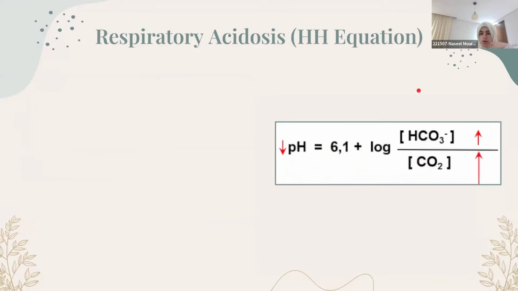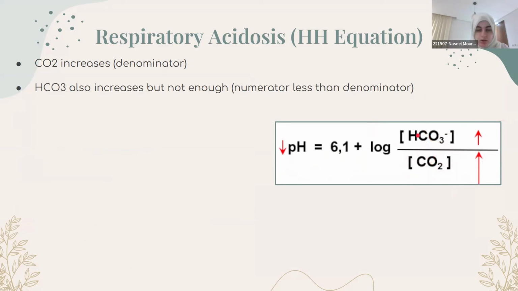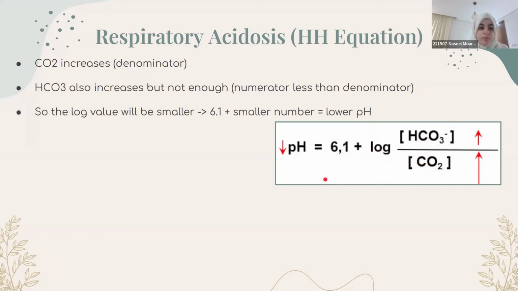Before moving on to that, let's talk about the Henderson-Hasselbalch equation again, so you understand the ratios. We said that the primary disturbance is that CO2 increases, and that is the denominator in this ratio. Now, the bicarbonate also increases, but it's not enough to compensate this. This just happens as a reaction. Now, here you have a small number, and here you have a big number. Small divided by big is what? So 6.1 would be added to a smaller number. And that's why your pH goes down. So for this case, you need a compensation.